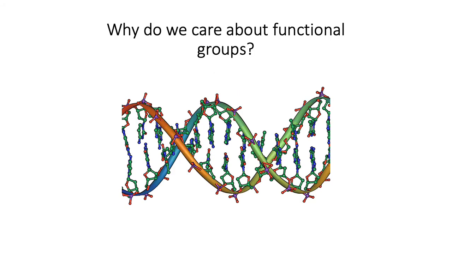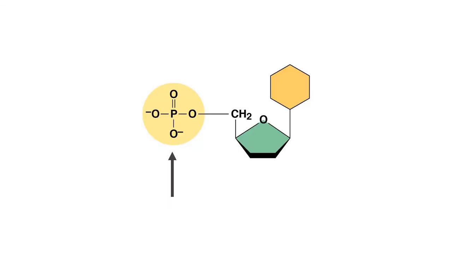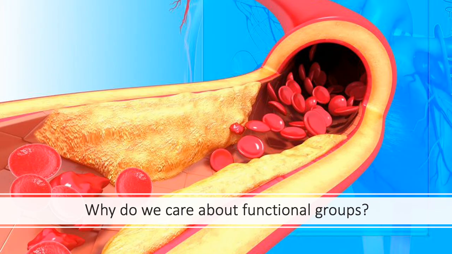Why do we care about functional groups? Because they're important in DNA and RNA. This is the subunit of DNA or RNA. It's called a nucleotide. The green is a sugar, and on the right-hand side is something called a nitrogenous base. Don't worry about that. But on the left-hand side, what do you recognize? It's a phosphate group.